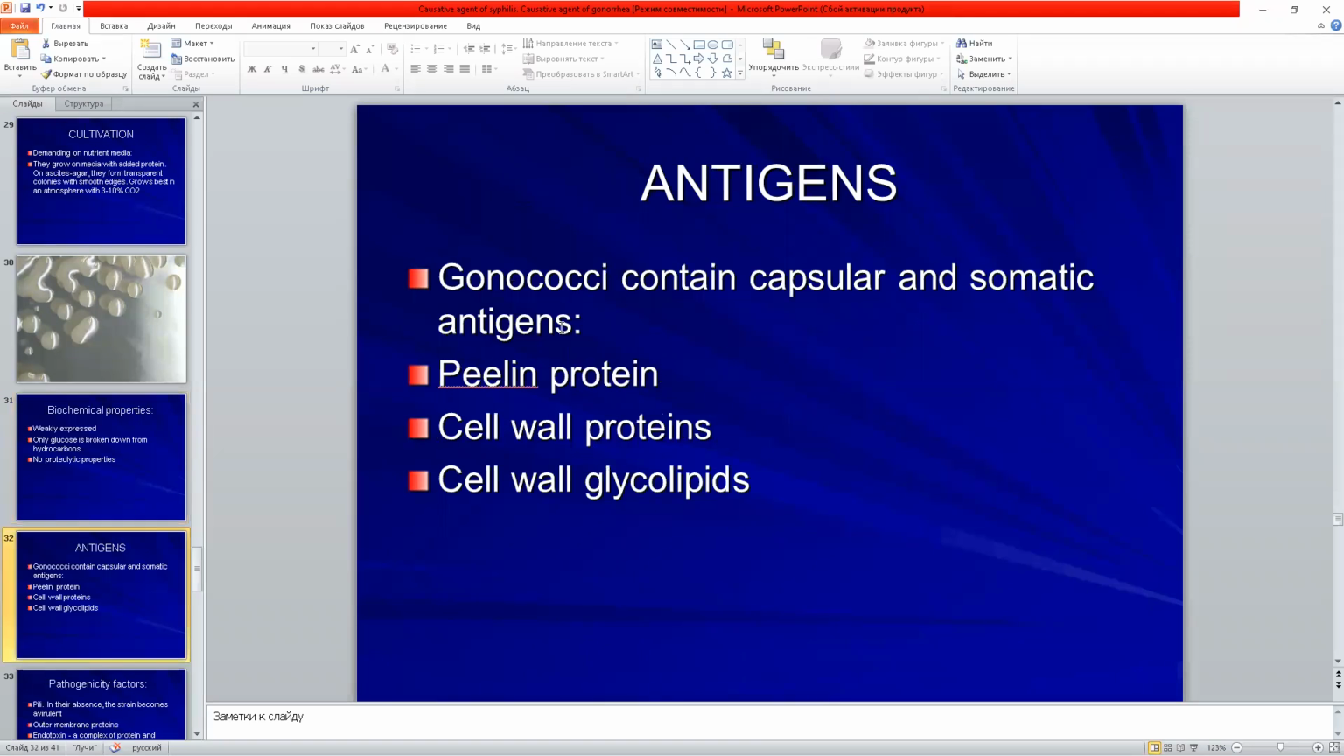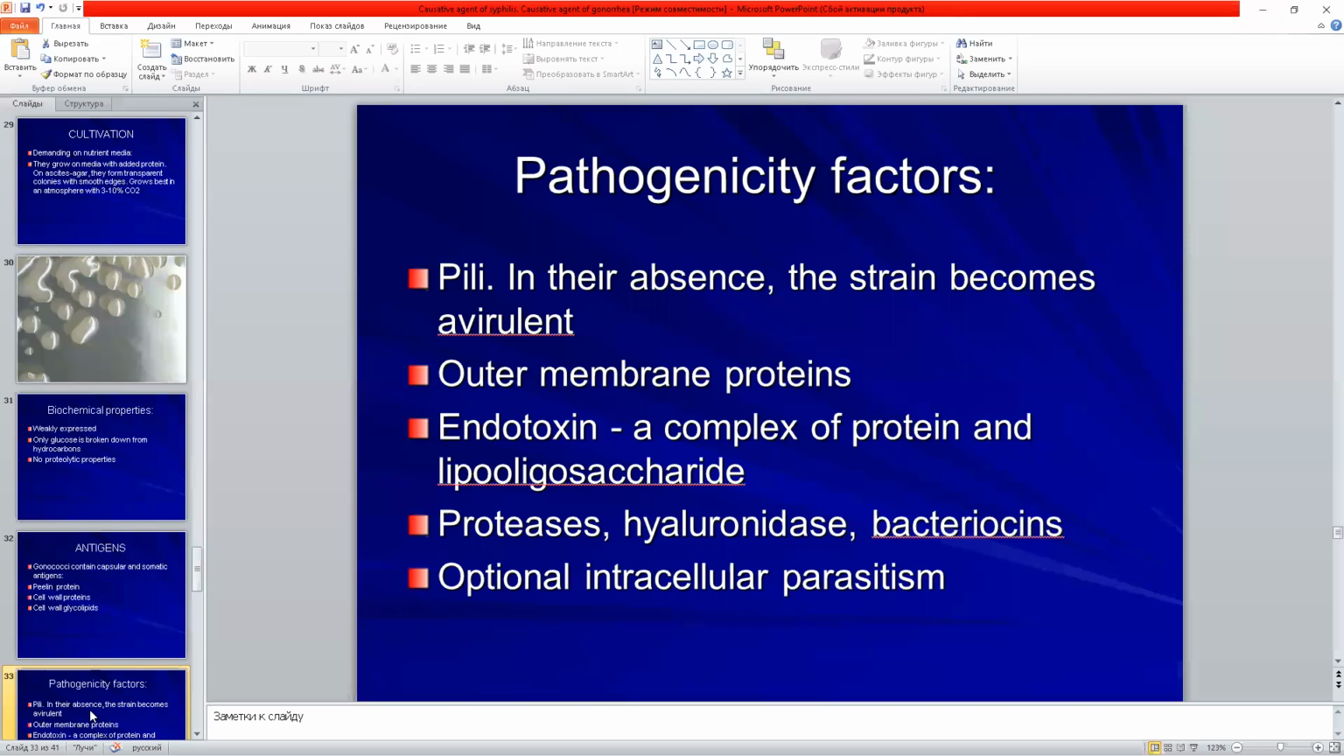Antigens. Gonorrhoeae contain capsular and somatic antigens: pili protein, pili for adhesion, cell wall proteins and cell wall glycolipids. They have a very complicated antigenic structure. They have a lot of serogroups and serovariants.